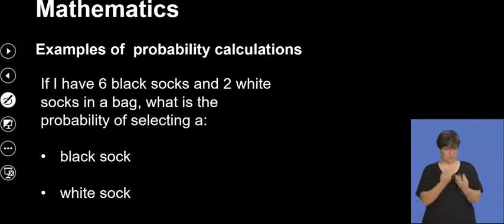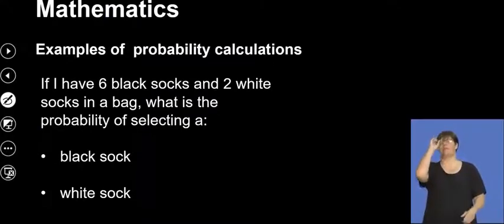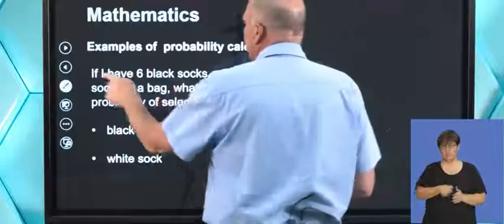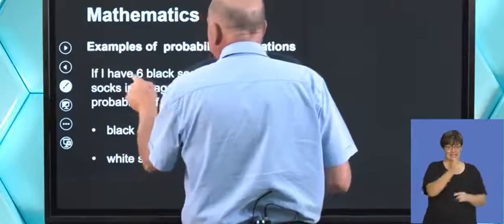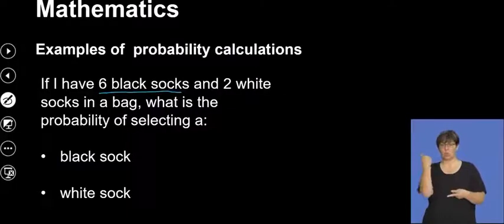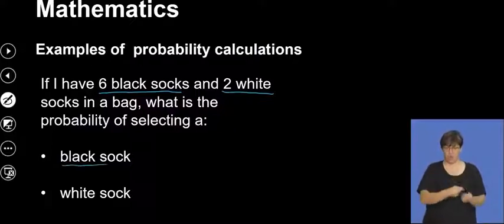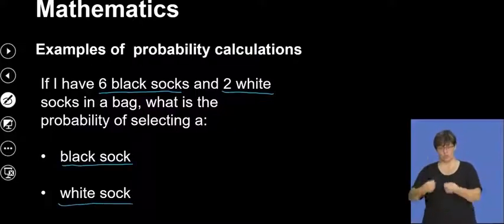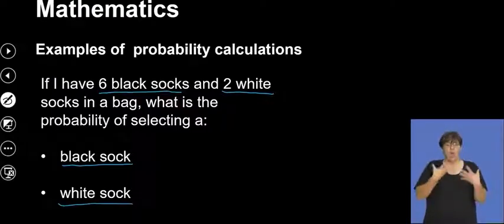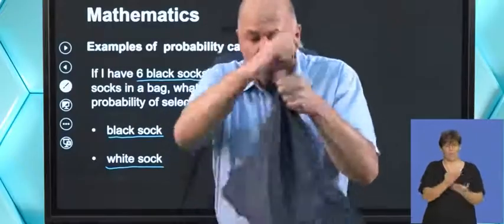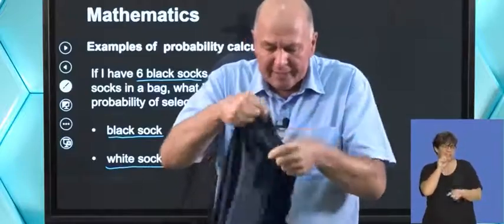I'd like to do a quick calculation with you, and I'll do a little experiment so that we can make sure that we've got things in place so that we can build on this. In my example, what I'm going to say to you is, if in a bag I have 6 black socks and 2 white socks, what is the probability of selecting a black sock? What's the probability of selecting a white sock? Well, you know what? We don't just talk about these things. We've actually got to do them, because probability is all about experiments.